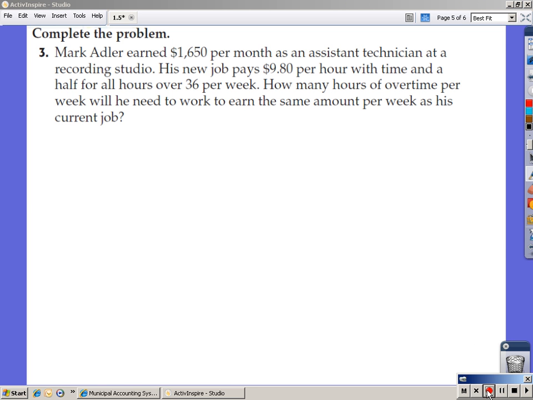Okay, let's take a look at this one. It says Mark Adler earned $1,650 per month as an assistant technician at a recording studio. His new job pays $9.80 per hour with time and a half for all hours over 36 per week. How many hours of overtime per week will he need to work to earn the same amount per week as his current job? Again, we have to convert monthly to weekly.